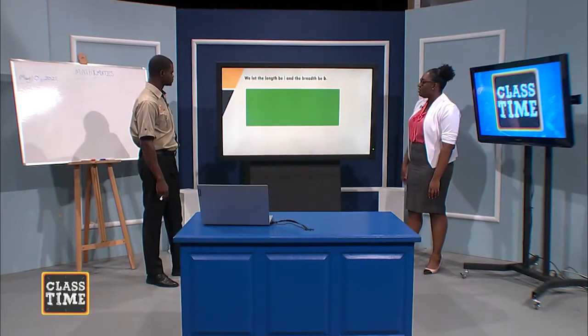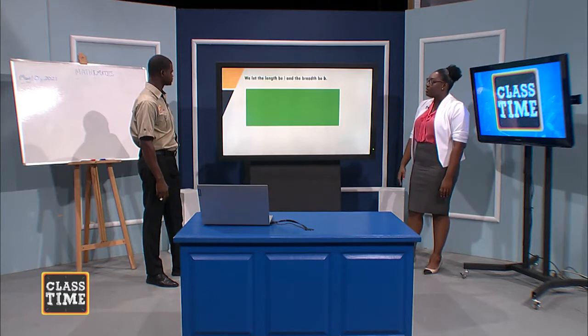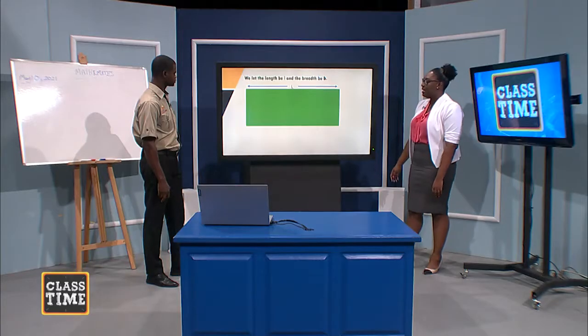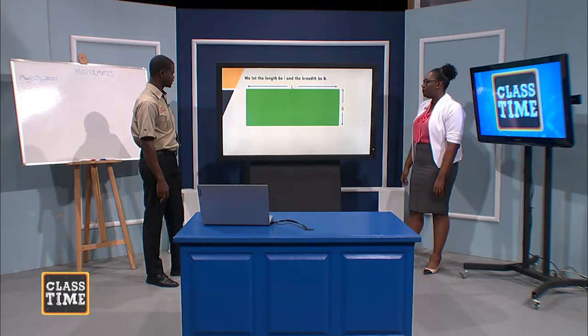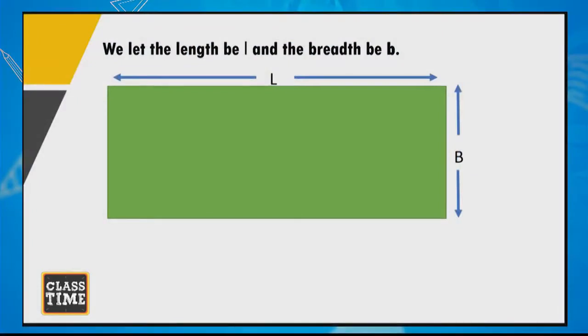That is true. All right. So in this case, we're going to let L be representative of the length and B represent the breadth. So we're going to go ahead and label our length and breadth. All right. Nice. So the question did go on to tell us some more information.